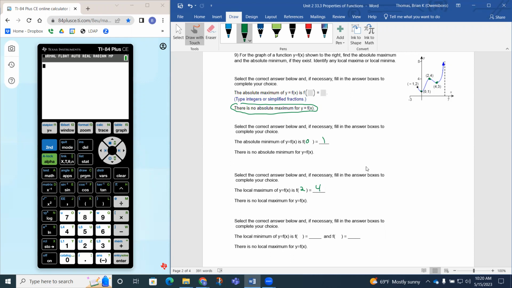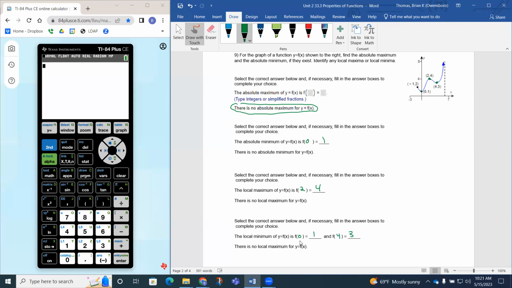The local minimum, notice that there actually are 2 valleys, if you will. There's here and here. So there's actually 2 local minima. One of them happens when x is 0. So when x is 0, the local minimum is 1. Another one is when x is 4, the local minimum is 3. So f of 4 would equal this 3.